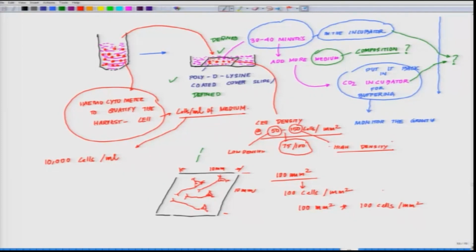So, your millimeter square cancel, and what you are having is 10,000 cells in 1 ml. Now, you have to spread this 1 ml on one single cover slip in such a way that it spreads uniformly in the beginning, so the cells spread all over the place in a uniform way.